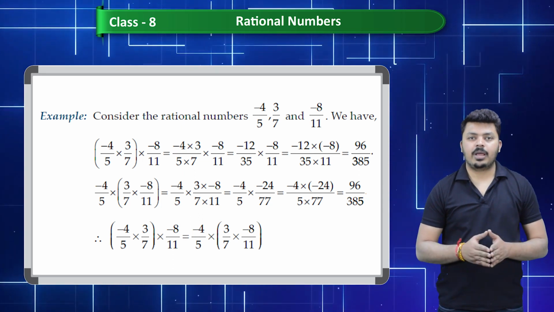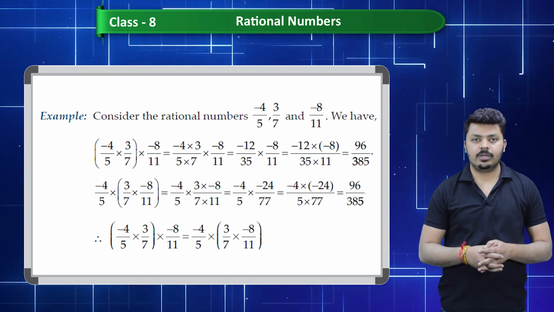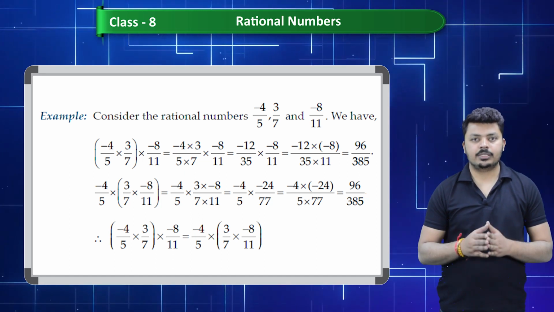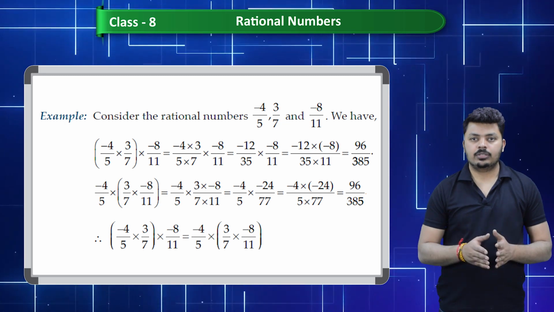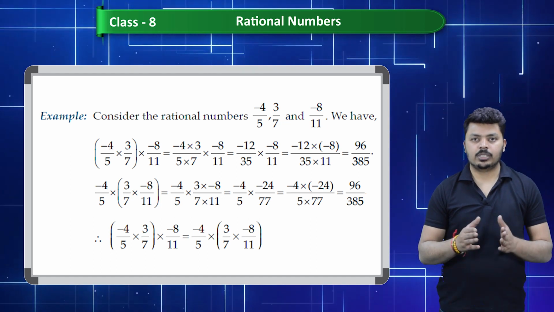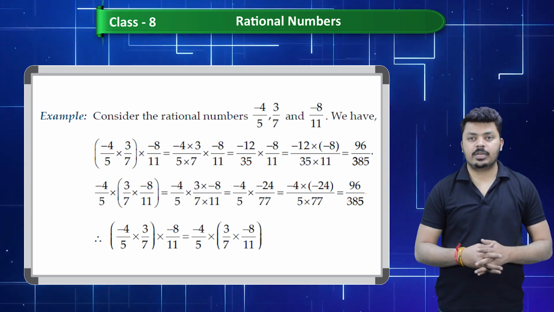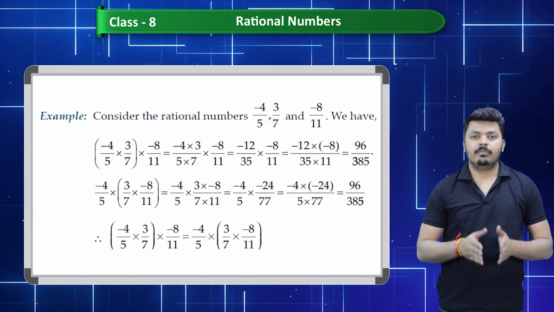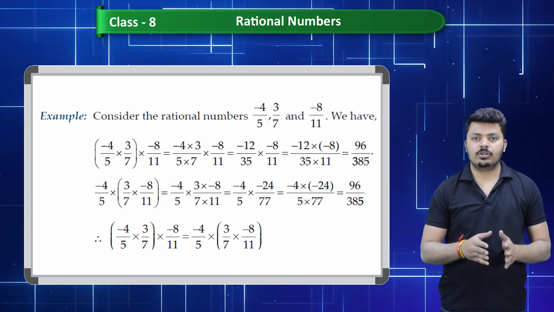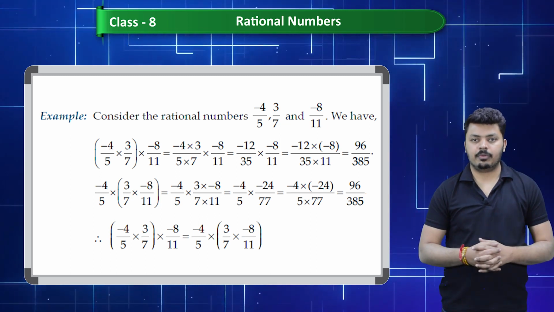Minus 4 by 5 multiplied by 3 by 7 multiplied by minus 8 by 11, where the second and third terms have been grouped in a bracket, equals minus 4 by 5 into 3 into minus 8 by 7 into 11, equals minus 4 by 5 into minus 24 by 77, equals minus 4 into minus 24 by 5 into 77, equals 96 by 385. Therefore, minus 4 by 5 into 3 by 7 grouped together into minus 8 by 11 equals minus 4 by 5 into 3 by 7 into minus 8 by 11, where the second and third terms have been grouped together.